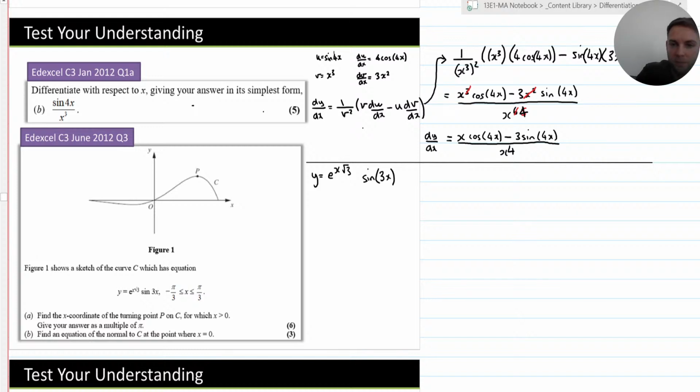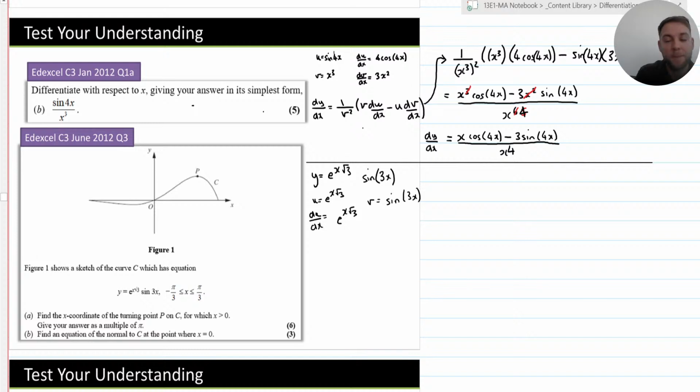So straight away, if I'm thinking turning point, I'm thinking dy by dx. Now with this one here, I've got two things which are multiplied together, so we're going to be using the product rule. So in this one here, u is equal to e to the x root 3, and v is equal to sine of 3x. So du by dx is going to be equal to... Now, if I differentiate e to the x root 3, you're just going to be left with e to the x root 3. But don't forget you need to differentiate inside that.